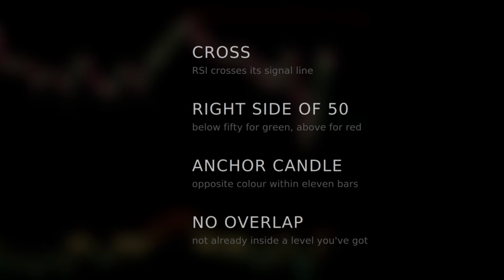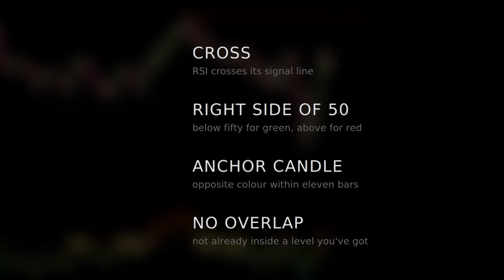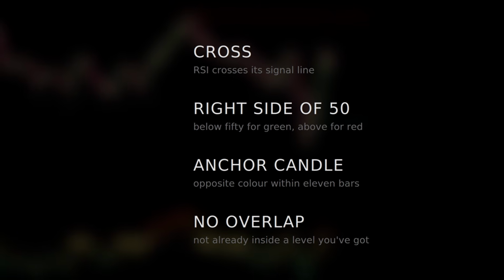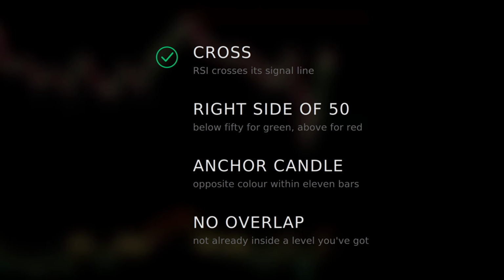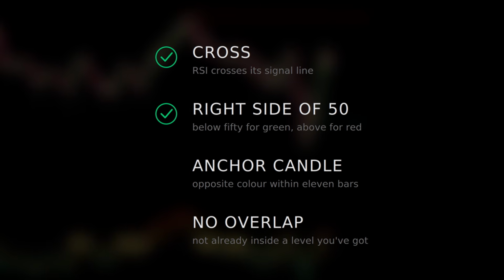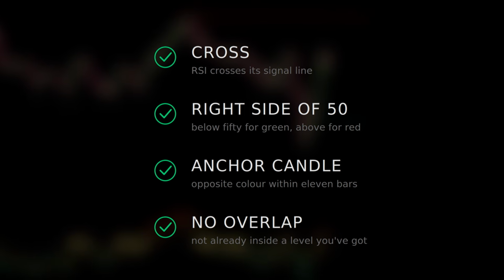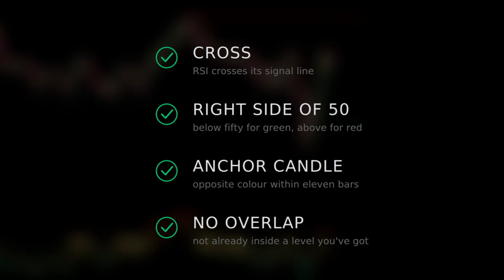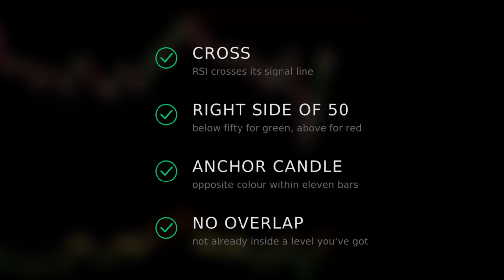So 4 things have to be true before a level appears, and they explain every level you expected and never got. RSI crosses its signal line, on the correct side of 50. There's an opposite colored candle in the last 11 bars to anchor to, and it isn't already inside a level you've got because it refuses to stack them. So what does this look like when you're actually in it?